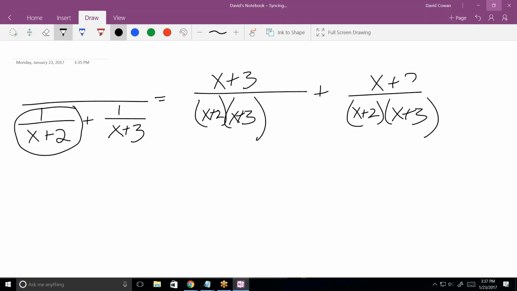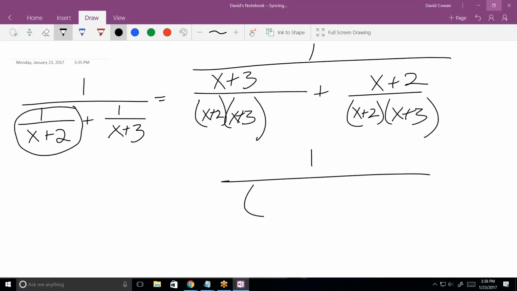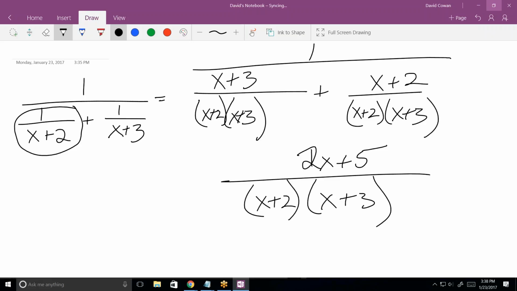All right. Now, that's what we have. Right? Okay. Now let's simplify the bottom. What does the bottom become? x plus 3 times x plus 2 over x plus 3 times x plus 2. Well, simplify that. No, what's x plus 3 plus x plus 2? Oh, 2x plus 5. Yeah, so the bottom becomes this. Right?